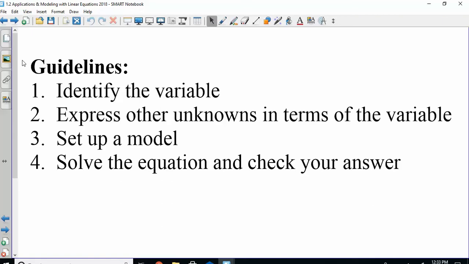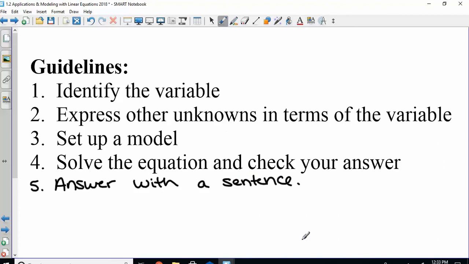I probably should have put a step 5 on here. My rule is if I give you a problem in words, you have to answer it in words, so answer with a sentence. So 2 easy points on every problem. If you identify your variable and you write a sentence at the end, you're guaranteed 2 points. Right?